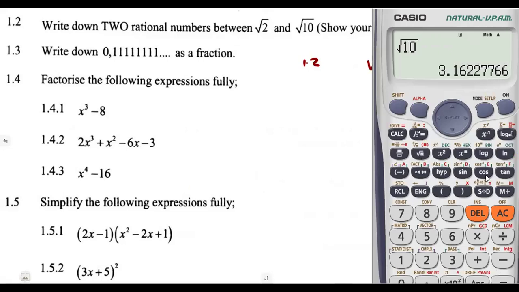As we can see, guys, this is 3 comma something. From where? From 9, since 3 squared is 9. So 3 comma something, we know it's bigger than that. So the question is, write down two rational numbers between these.